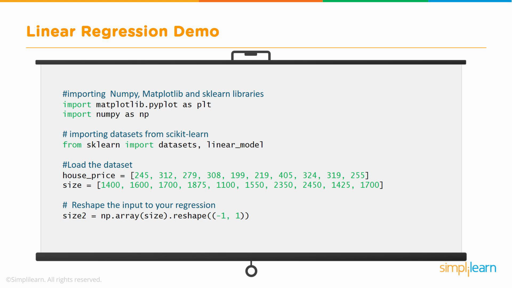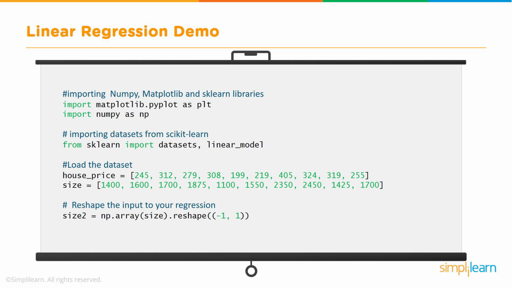And then once we've imported the different tools we're going to use, we want to go ahead and load a data set to work with. So we've created a data set here called house price. And you'll see here it's labeled 245, 312, 279, and then we have another array called size. And that one's set to 1400, 1600, 1700, 1875, and so on.